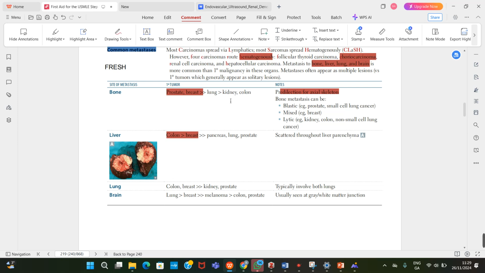So lung can go to the bone, kidney can go to the bone, colon can. And if any of these three go to the bone, they are usually osteolytic. They are bad. They lyse the bone. Now, we need to classify them into the nature of the metastasis.